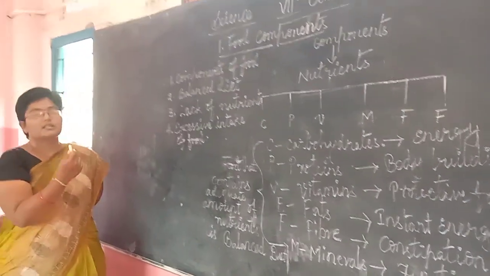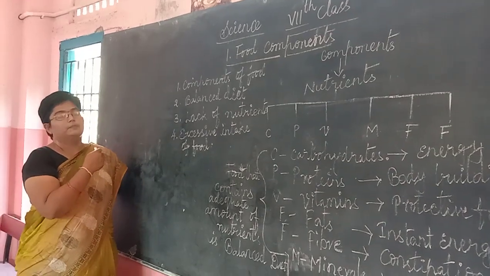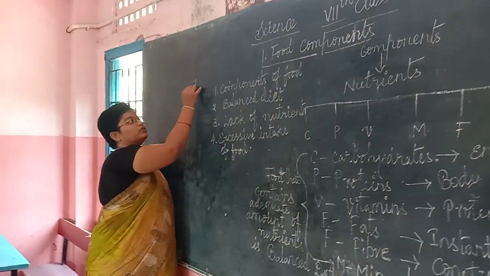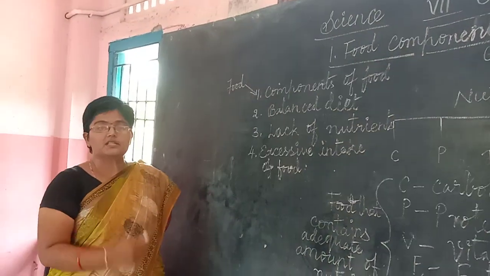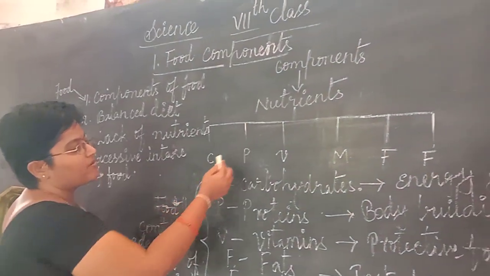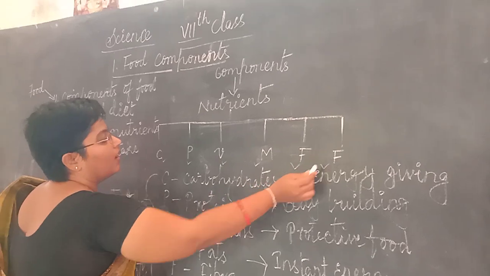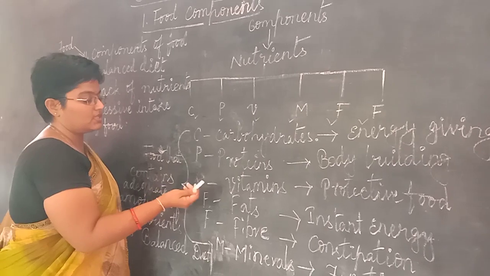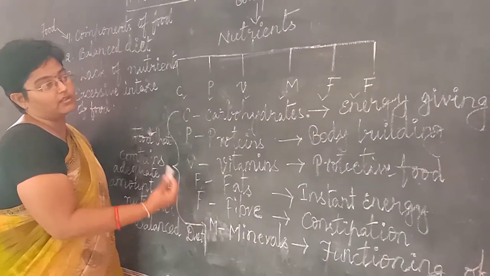So you know that you may have tasted different varieties of food. What does the food contain? Each and every variety of food contains different types of components. What are those components called? Components of food are nothing but the nutrients, which are defined as different kinds of nutrient measures. Those are carbohydrates, proteins, vitamins, fats along with fiber and minerals.